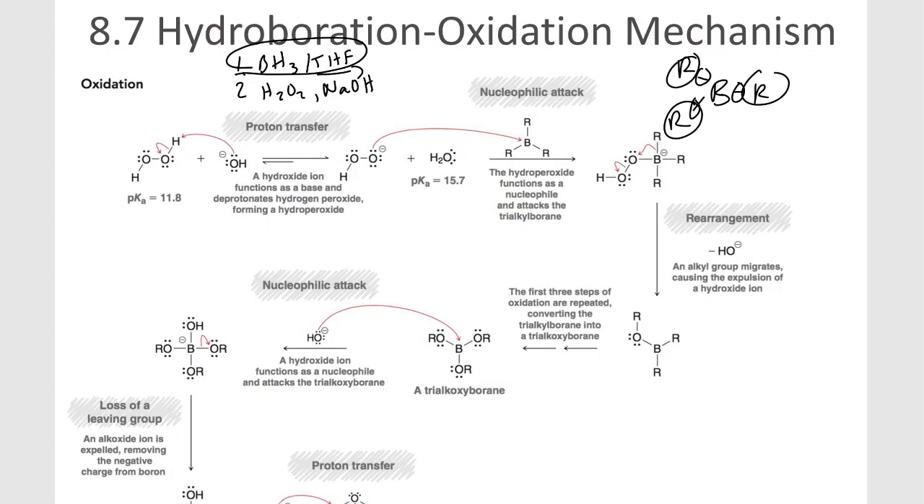and to put an oxygen on the R's and to put our OH group on there. So we're going to take the R's off the boron and add an OH group to those R's. Okay, so this is the mechanism for doing that.